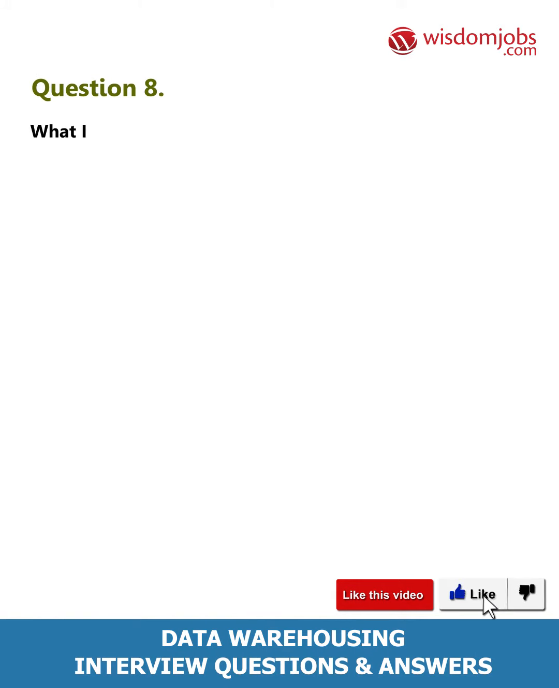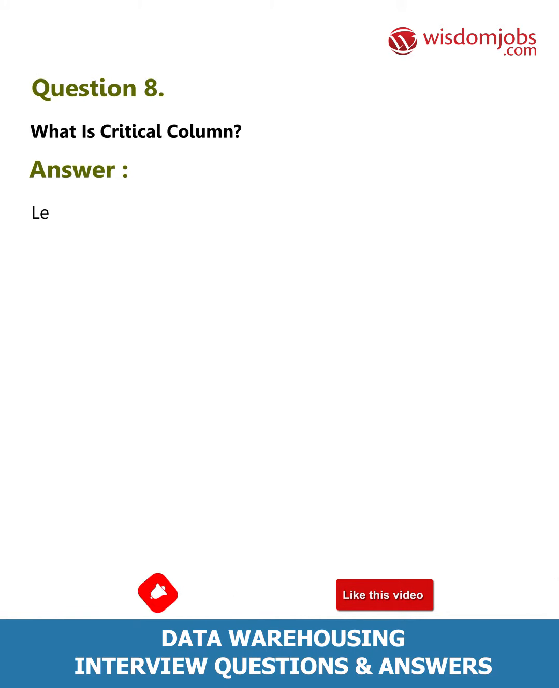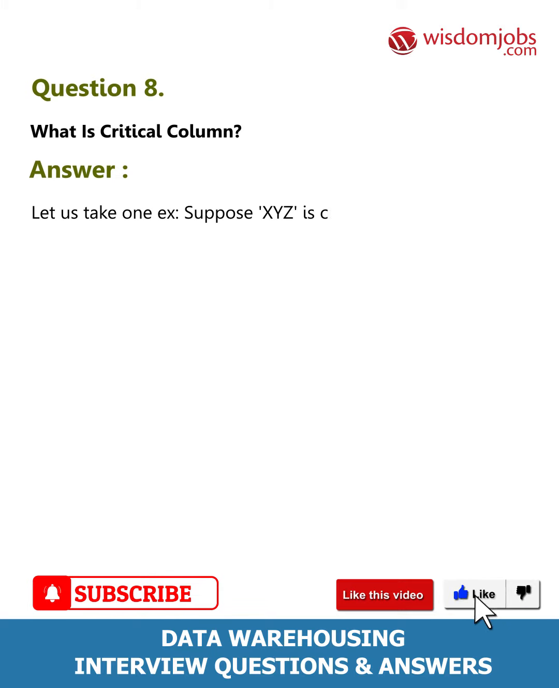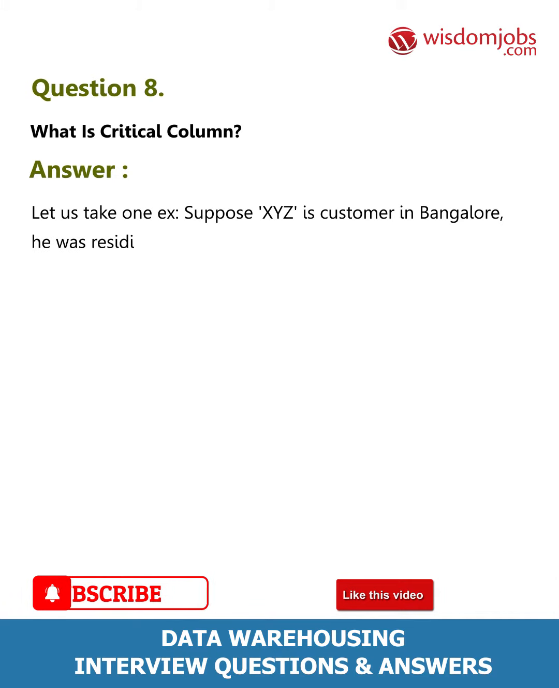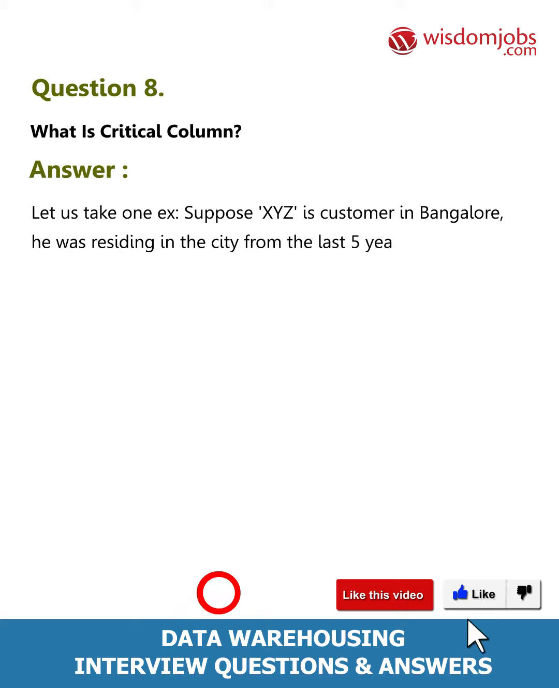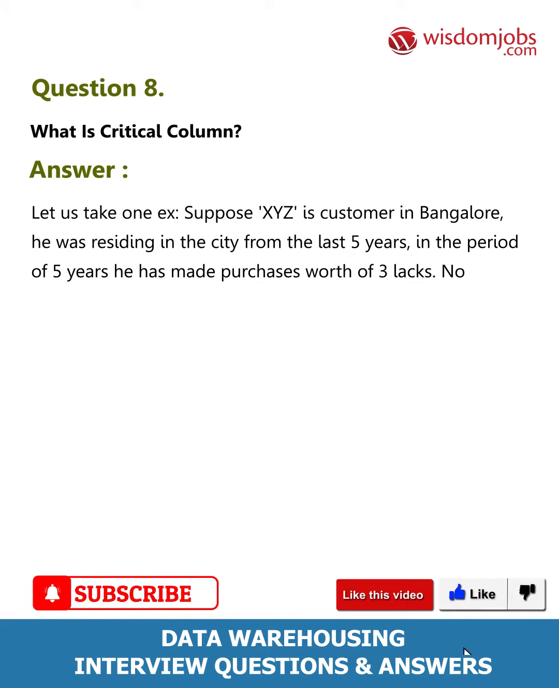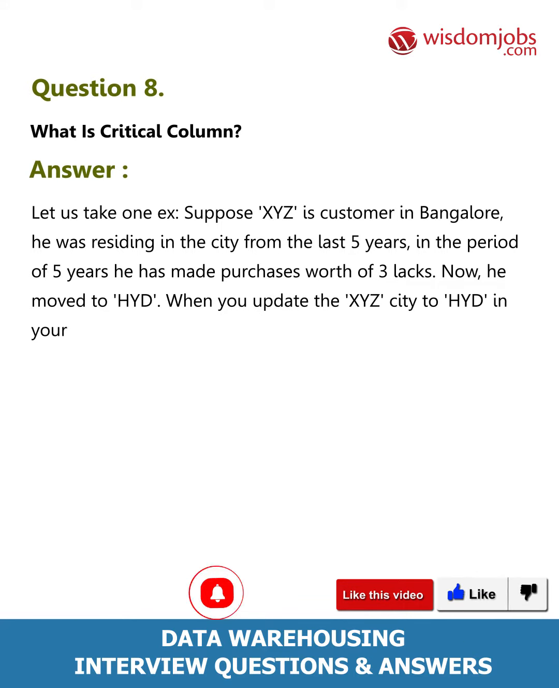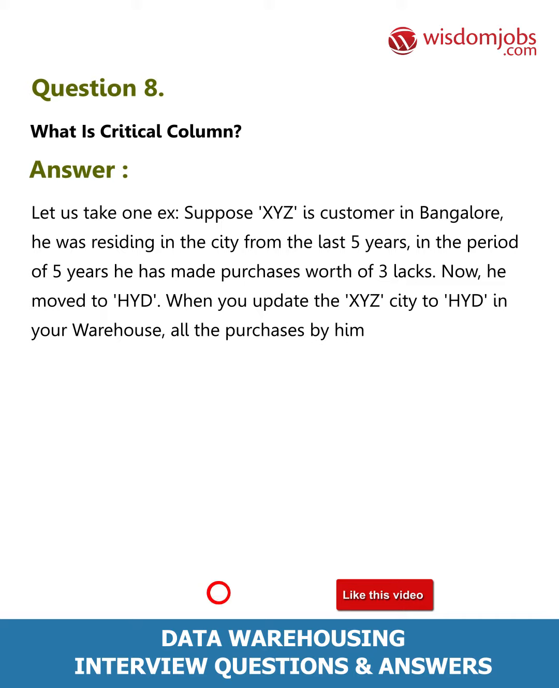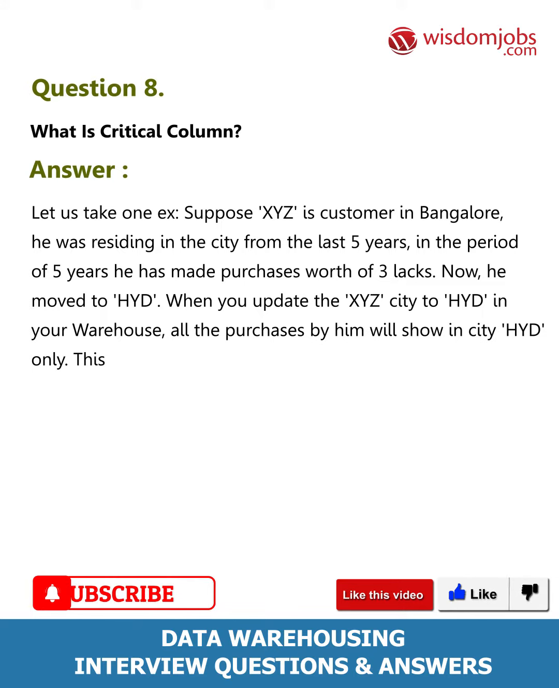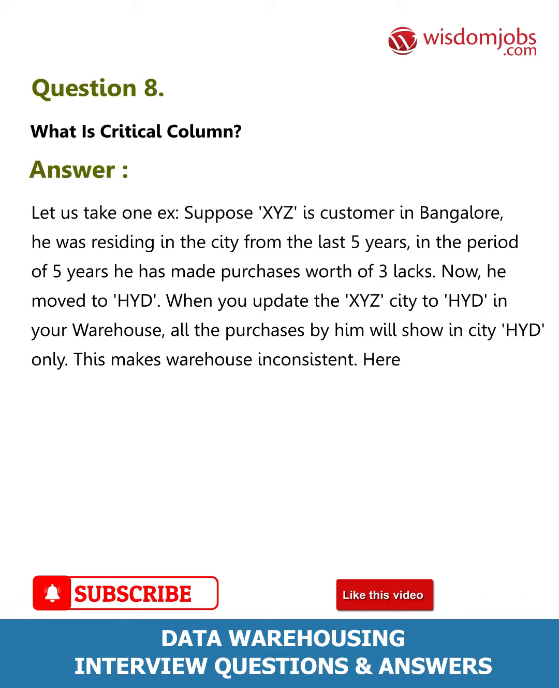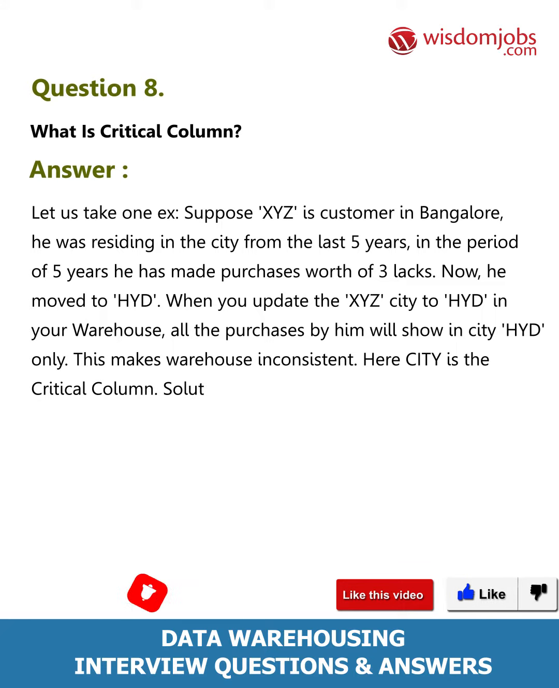Question 8. What is a critical column? Answer. Let us take an example. Suppose XYZ is a customer in Bangalore. He was residing in the city for the last 5 years. In the period of 5 years he has made purchases worth 3 lakhs. Now, he moved to Hyderabad. When you update XYZ's city to Hyderabad in your warehouse, all the purchases by him will show in city Hyderabad only. This makes the warehouse inconsistent. Here city is the critical column. The solution is to use a surrogate key.